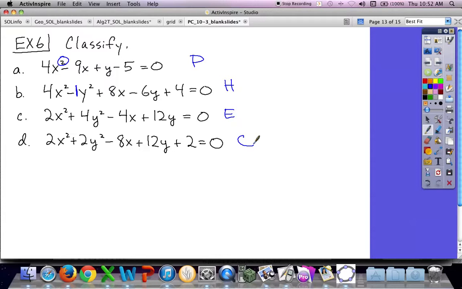The parabola and the hyperbola? If it only has one squared term, that's a parabola. Either A or C is 0. In this case, C is 0 because there's no y squared. Right? For a hyperbola, they have opposite signs. One's positive, one's negative.